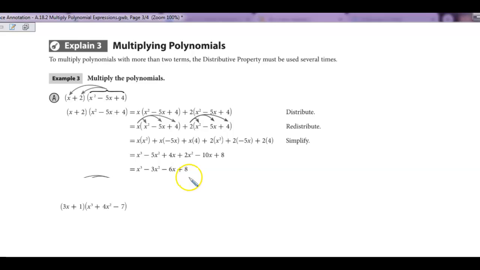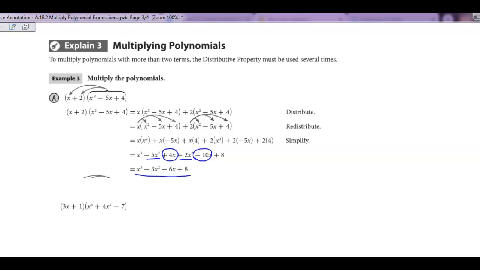And then if we can, let's combine any like terms. And I can do that here. I've got a negative 5x squared and a positive 2x squared. So that's going to be negative 3x squared, which is here. And then I have 4x and a negative 10x. And so that's negative 6x. And then we have our 8 at the end. So we've simplified down to this.